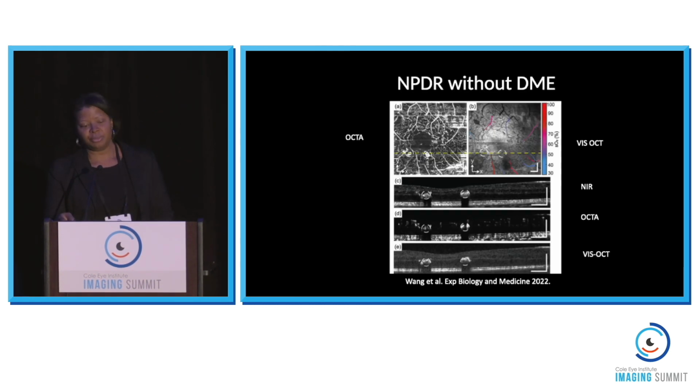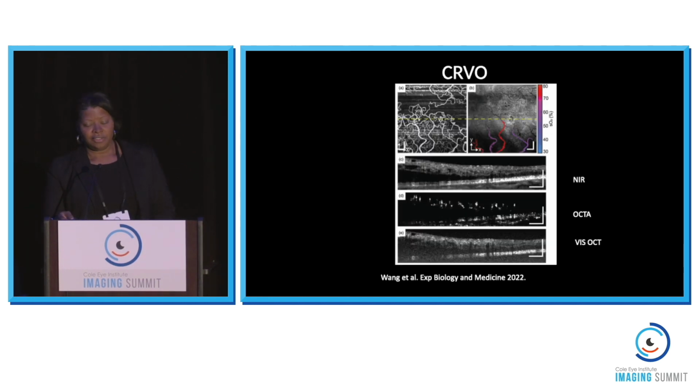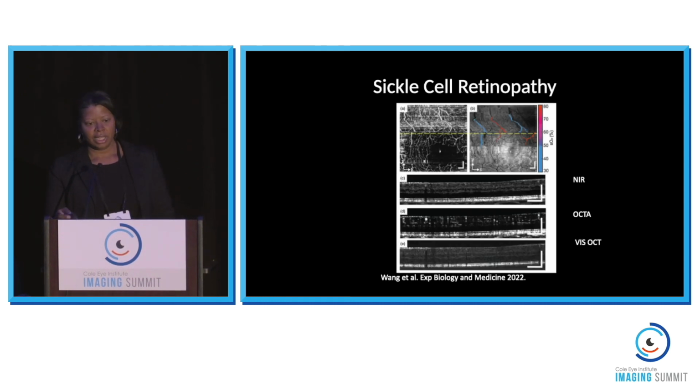Here we have a subject with NPDR without DME. You can see the typical capillary dropout, a little irregularity of the vessels, and the oxygenation quotient given to us by the visible OCT image. You can see the red for the arteries and the blue for the venules, the near-infrared image, the OCT angiogram image, and then the Visible-light OCT B-scan at the bottom. An individual with central retinal vein occlusion, again with significant non-perfusion, the near-infrared image, an OCT image, and Visible-light OCT image at the bottom. And then sickle cell retinopathy.